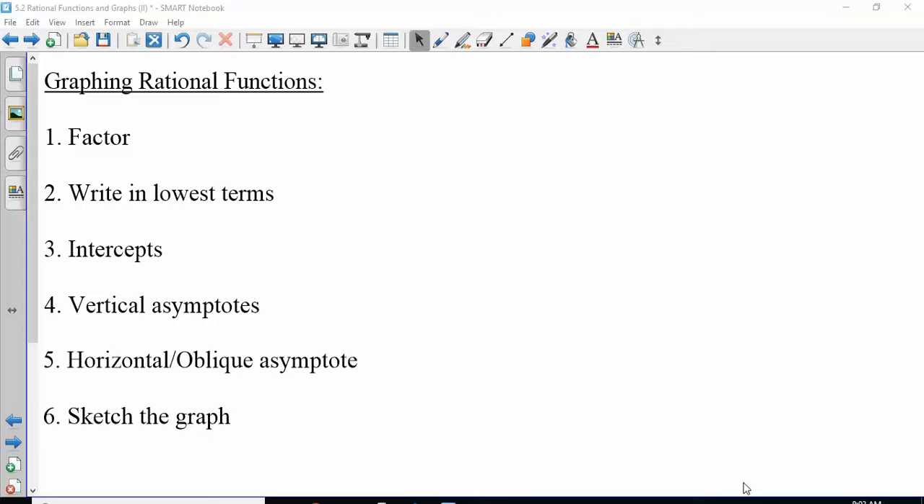Asymptotes. Remember we said a vertical asymptote is x equals whatever makes the bottom 0. Horizontal, we had when the degree on the top was smaller, it was always y equals 0. If they had the same degree, we divided leading coefficients. And then oblique happened when the degree on the top was 1 bigger.